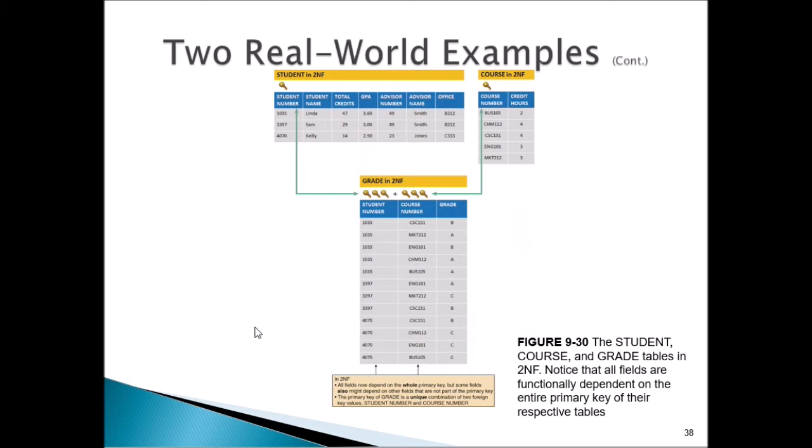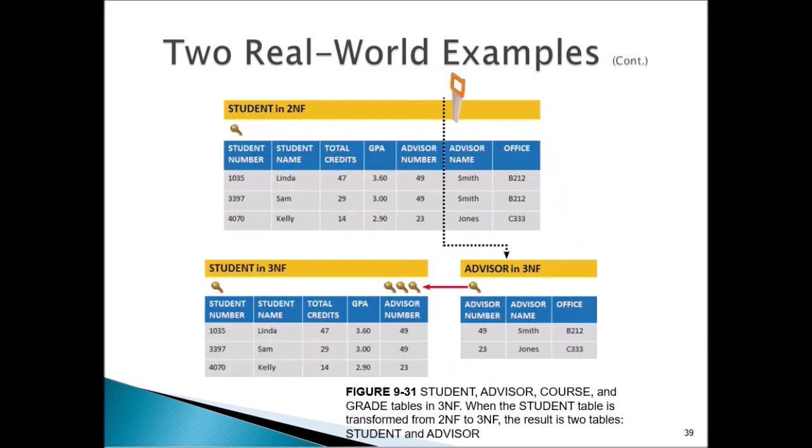So what are they going to break out next time? I'm thinking they're going to break out the advisor. What do you say? Let's take a look and study this. And here we go. Look at that, I was right. They created a table just for advisor. And this is a third normal form example right here.